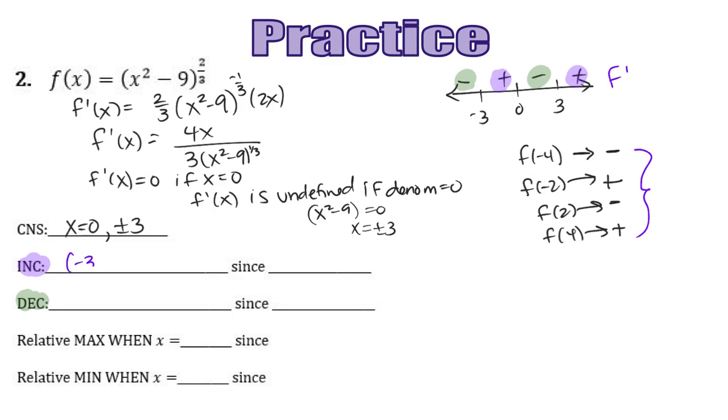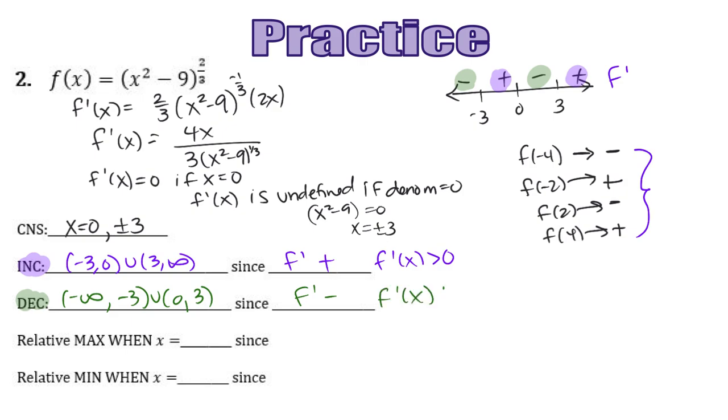This means we are increasing from -3 to 0 and from 3 to infinity, and this is true since our derivative is positive. Or you could write, since f prime of x is greater than 0. We are decreasing everywhere that our derivative is negative, so negative infinity to -3 and 0 to 3, since f prime is negative, or you could write f prime of x is less than 0.